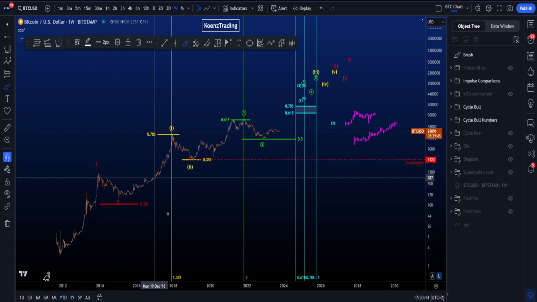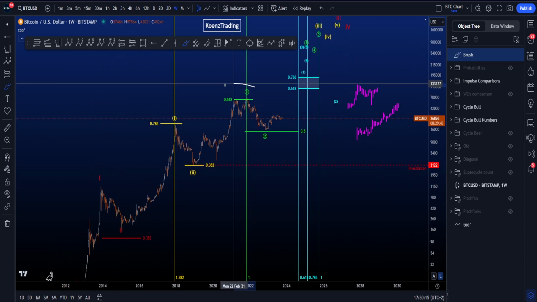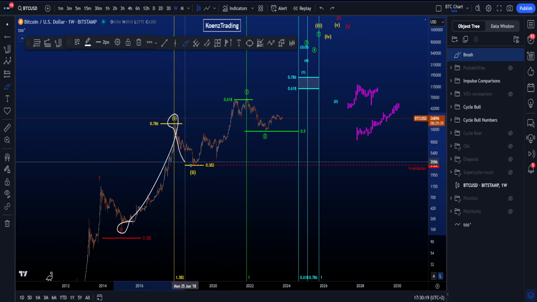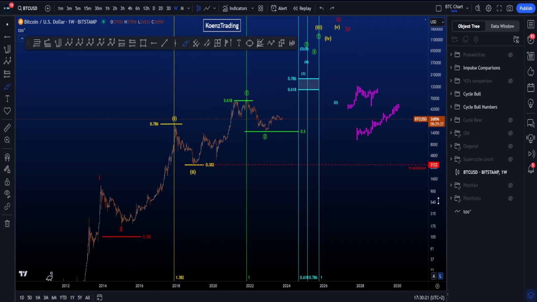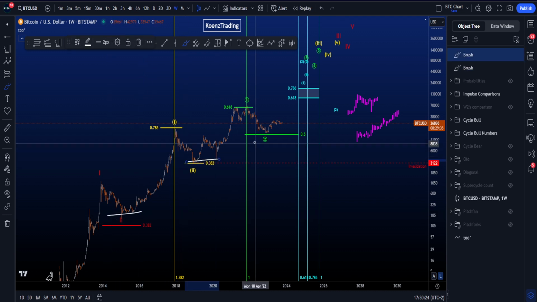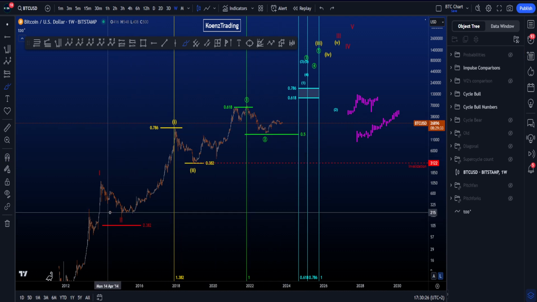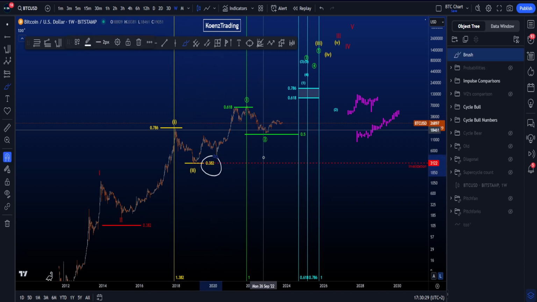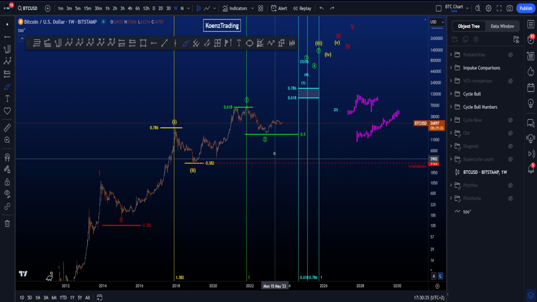to the low over here, of course on log scale, and the green wave 1 went to the 0.618 taken from the low to the high to the low over here. What you can also see is that the wave 2s are deeper each time. So the first wave 2 went to the 0.236, the second one the 0.382, and the third wave 2 in green went to the 0.5.